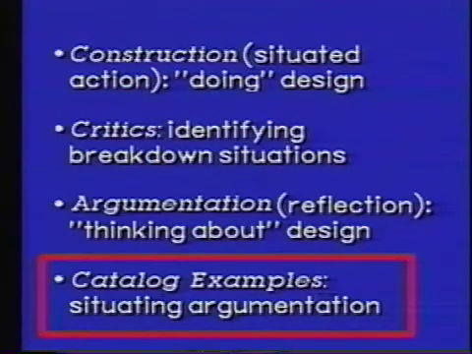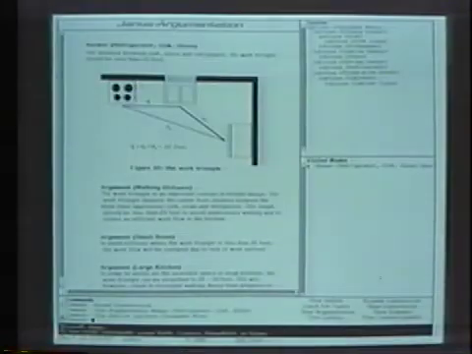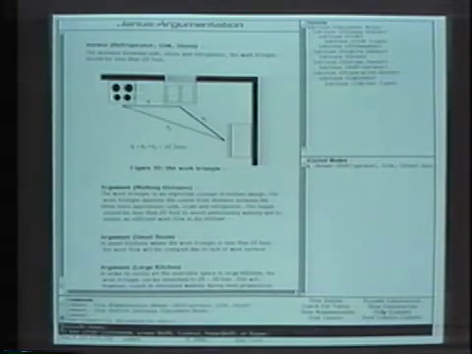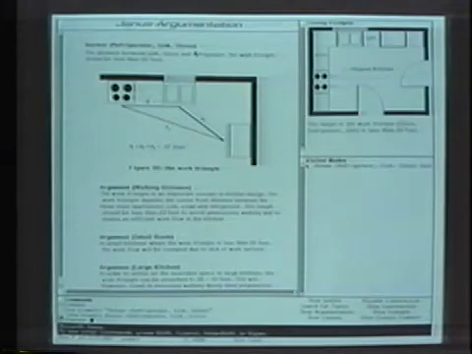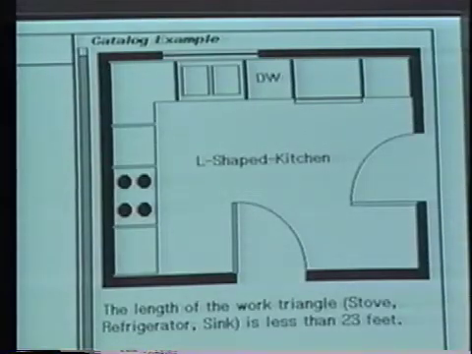Catalog examples are used to put argumentative principles, such as the work triangle, in context. A catalog example is an example taken from the catalog in Janus Construction. By clicking with the mouse on the Show Example command and then selecting the answer Refrigerator Sink Stove, a catalog example is shown. This example shows an L-shaped kitchen where the work triangle is less than 23 feet.